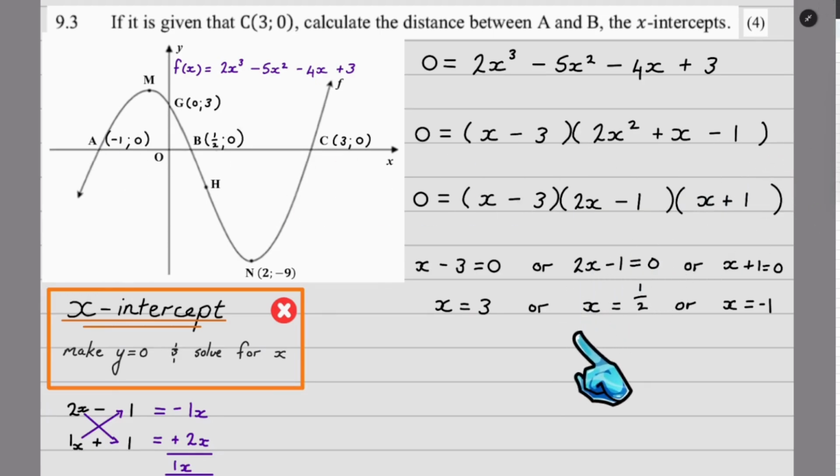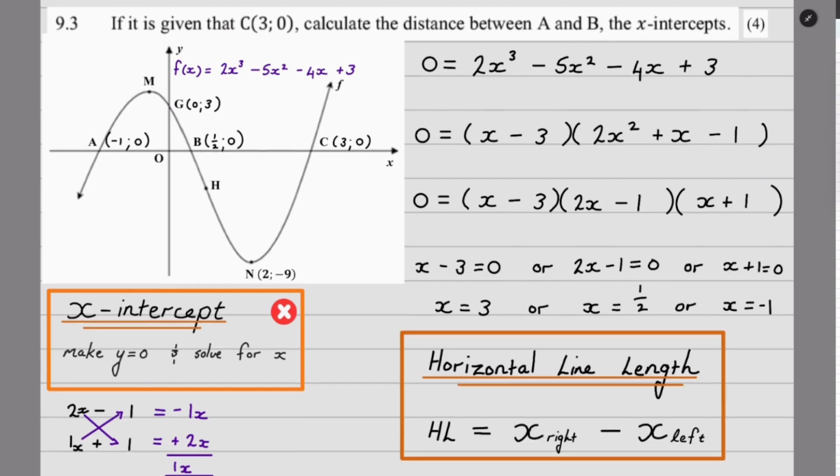Okay, now we're almost at the finish line. To get the length of a horizontal line, it's the one on the right minus the one on the left. Okay, so the name of our horizontal line is AB. So I'm going to change the name here to AB. Okay, the x value on the right is a half. And the x value on the left is minus 1. Just make sure to keep it in a bracket.